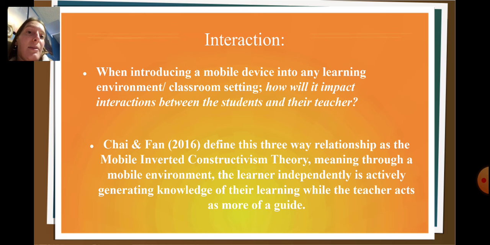Next, interaction. When introducing a mobile device into any learning environment, classroom setting, it is so important to know how it will impact interactions between the student and their teacher. That is something that's always on an educator's mind, I think. And to push this further, Chi and Fan define this three-way relationship as the mobile inverted constructivism theory, meaning that through a mobile environment, the learner independently is actively generating knowledge of their learning, while the teacher acts as more of a guide.